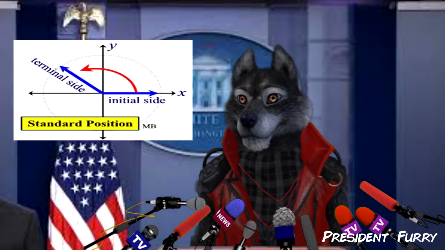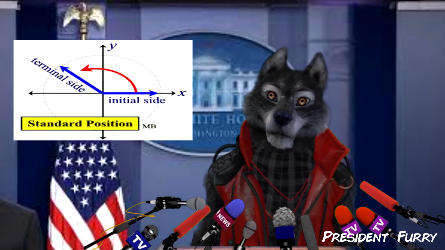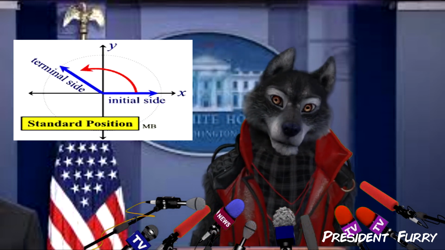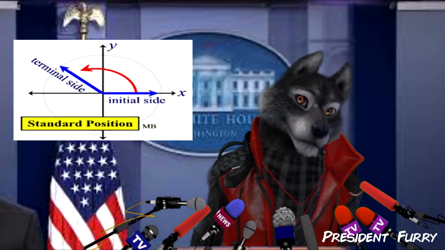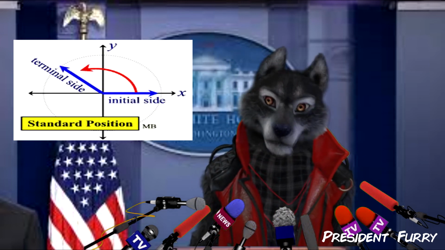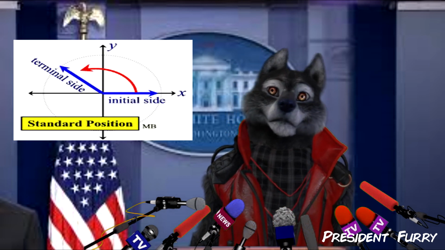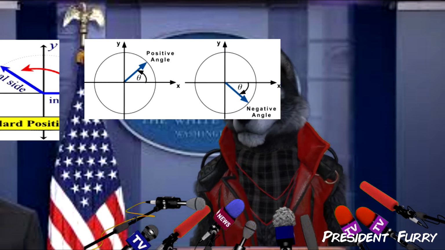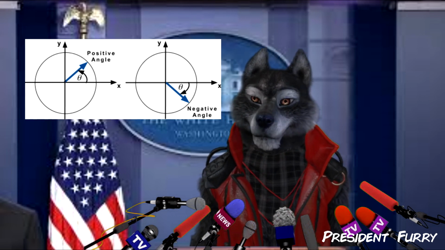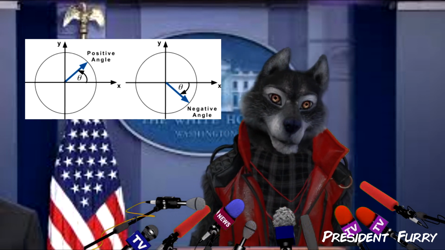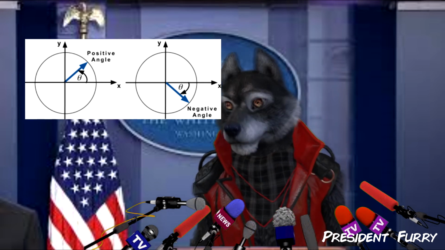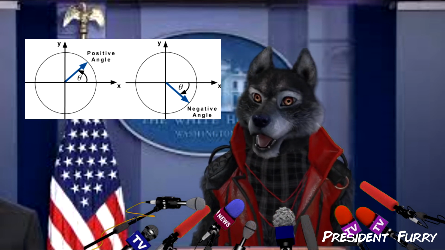My fellow citizens, my name is President Furry and I'm going to talk about angles. Well, an angle has a vertex and the rays forming the angles are called sides. Now, these sides are different. The initial side is the starting position of the ray, and the terminal side is the ending position. If the vertex is at the origin and the initial side is at the positive x-axis, then it is in the standard position. If the terminal side rotates counterclockwise, it's considered as a positive angle. But if the rotation is clockwise, it's considered as having a negative measurement.